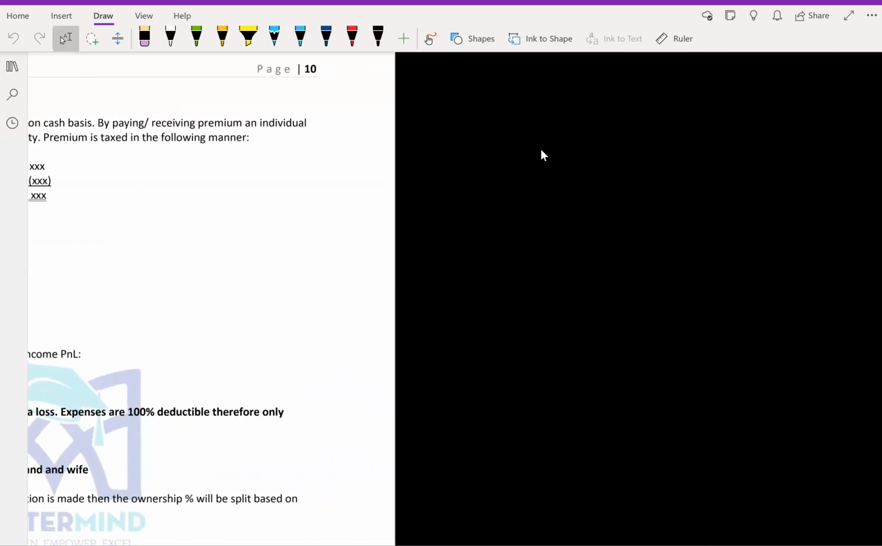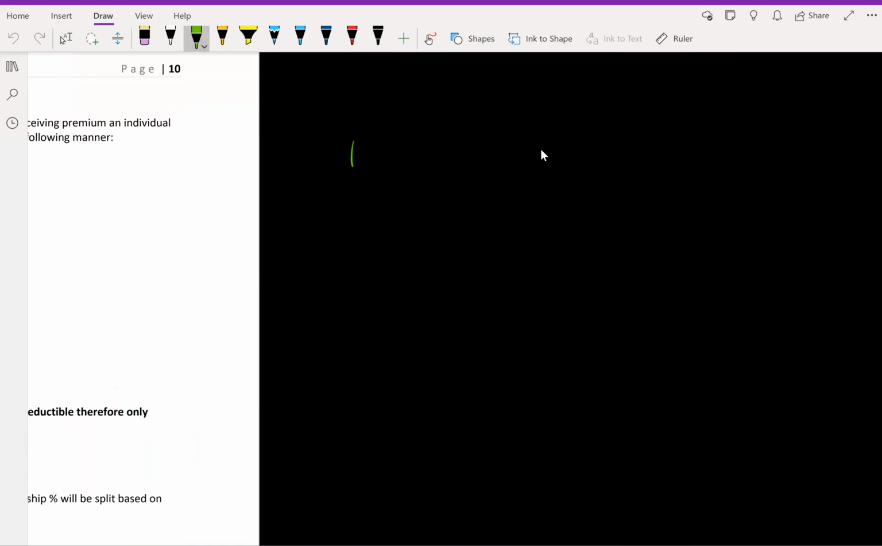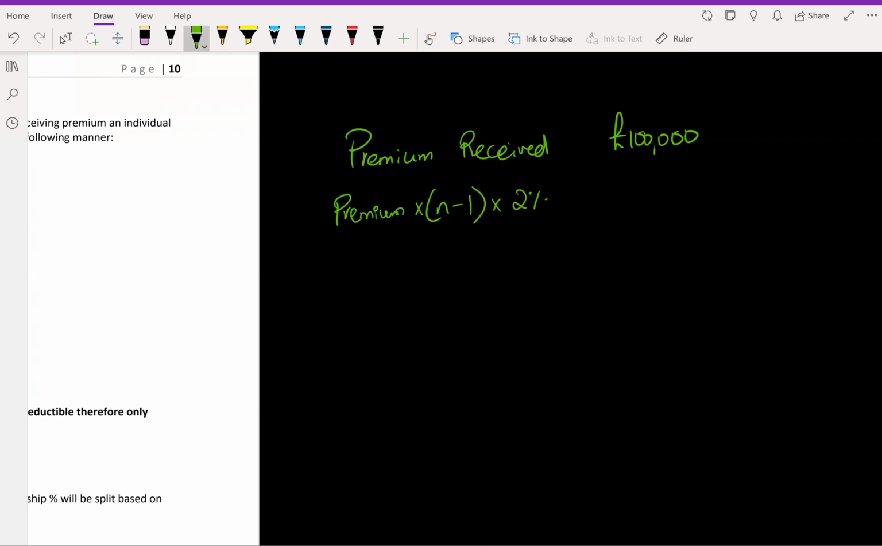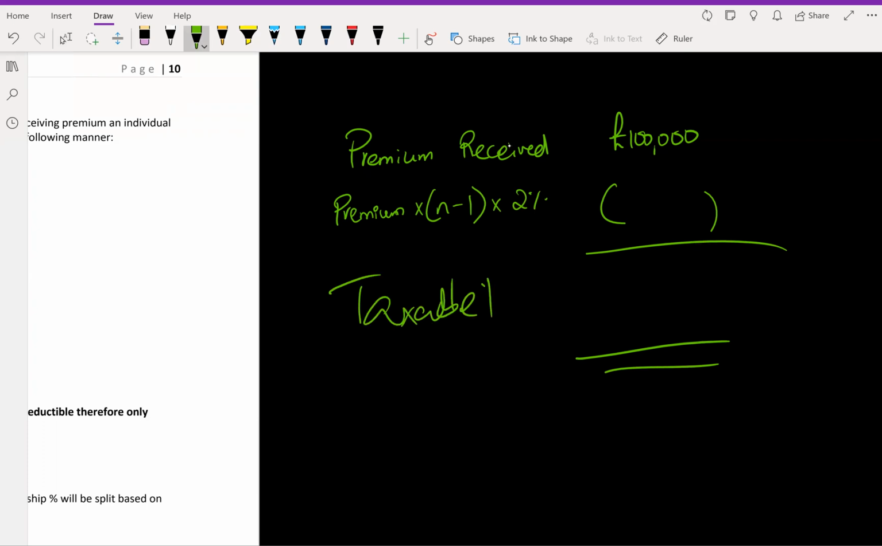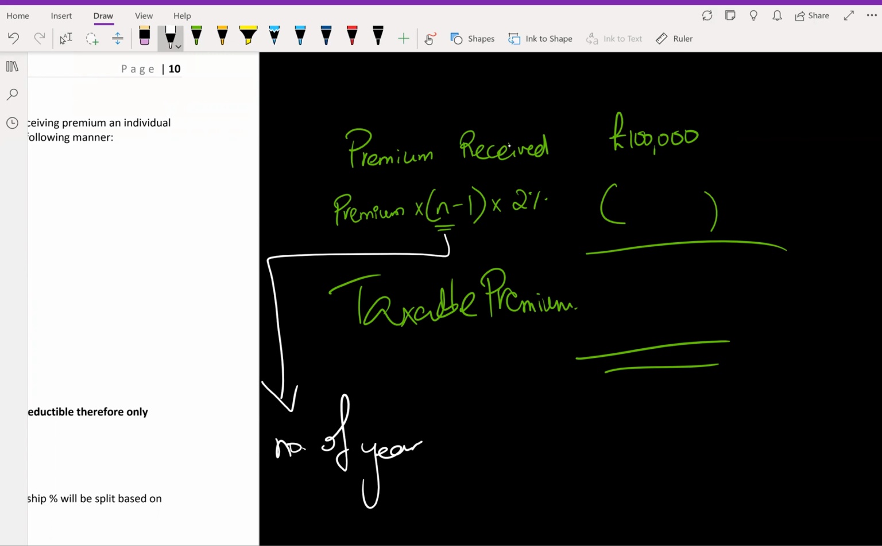So let's say the premium I received was £100,000. Now this is a formula that you'll have to remember because it's not given to you in the tax rate sheet. Premium into n minus 1 into 2%. And this is treated as a deduction. Whatever is left is called taxable premium. Let's say, and what's this n over here? Or you can also call it simply the lease term.